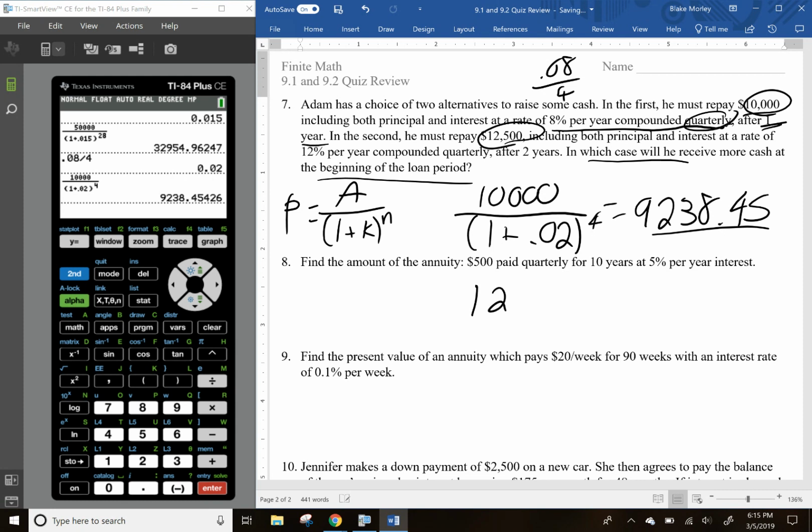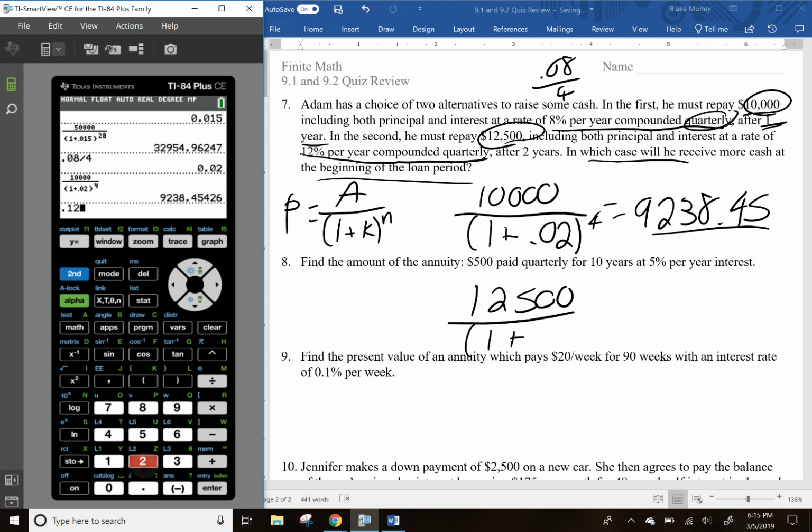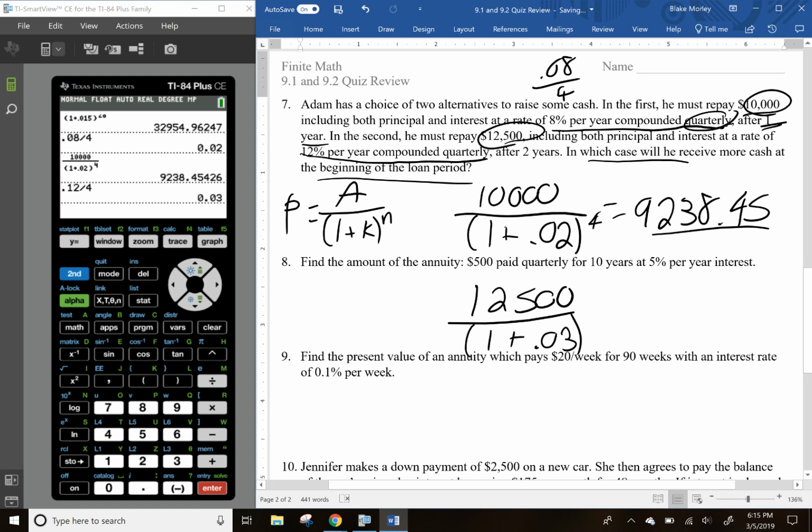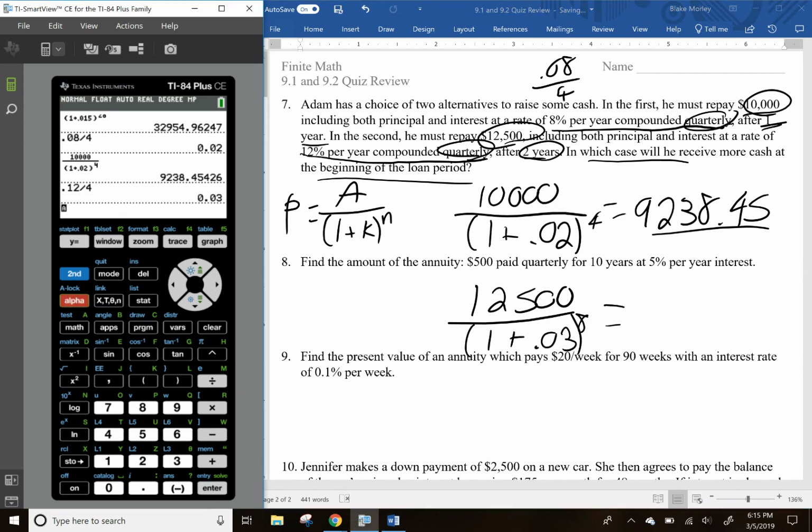Now I need to find the present value of the other loan. The other loan is $12,500 at an interest rate of 12% compounded quarterly. So that's 0.12 divided by 4, which makes 0.03. Quarterly is 4 times a year, and for 2 years, that's 8 times in total. So we'll type this in and see what it gets us.